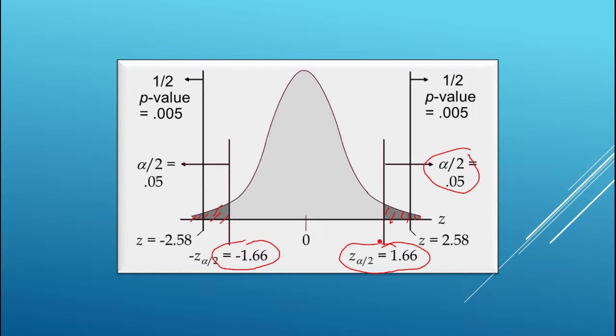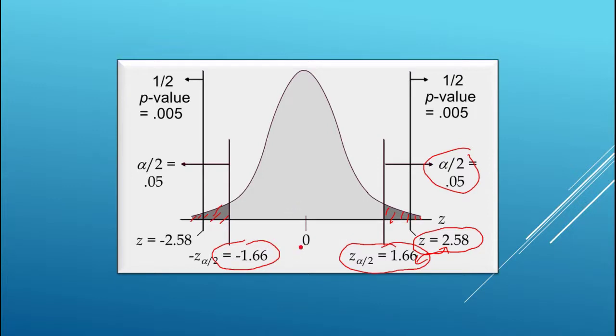So once I've determined that 1.66 and minus 1.66 are my two critical values, I calculate the value of the test statistic, which is 2.58. I note that 2.58 is positive, so the appropriate comparison is between the 2.58 and the positive critical value, 1.66. Since 2.58 is greater than 1.66, I'm in the rejection region, and I reject the null hypothesis.